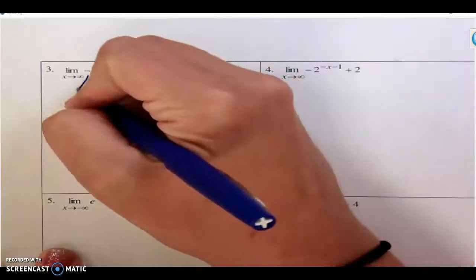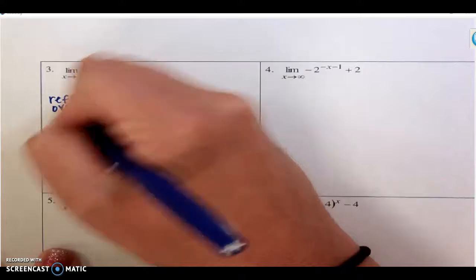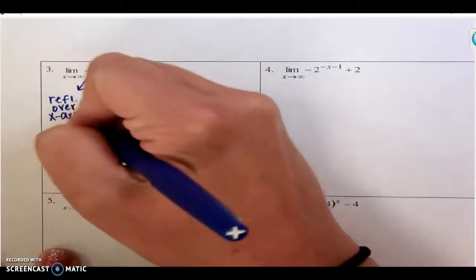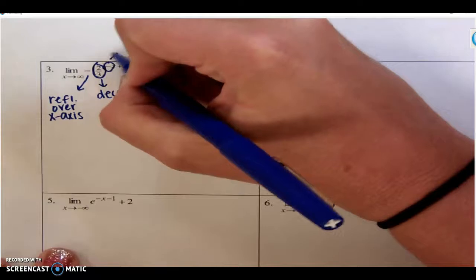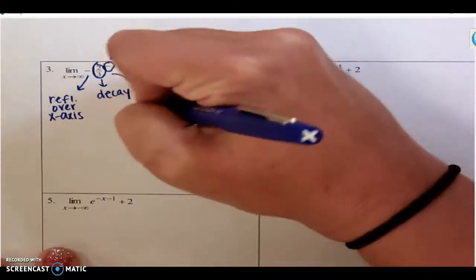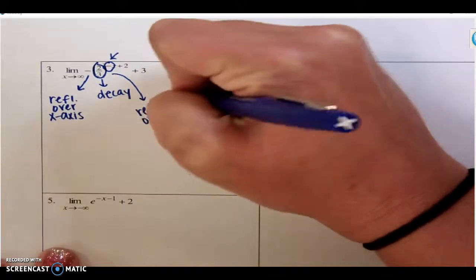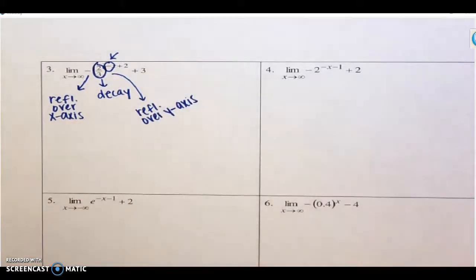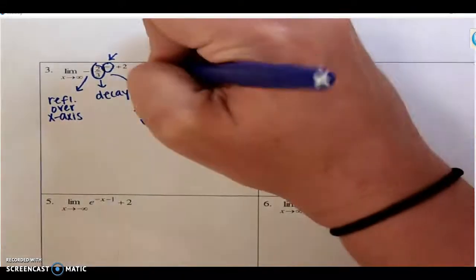The negative out front tells us it's going to reflect over the x-axis. But then we do have this negative here, which tells us it's going to reflect over the y-axis. And then the 3 tells us that we're going to have a horizontal asymptote at 3.